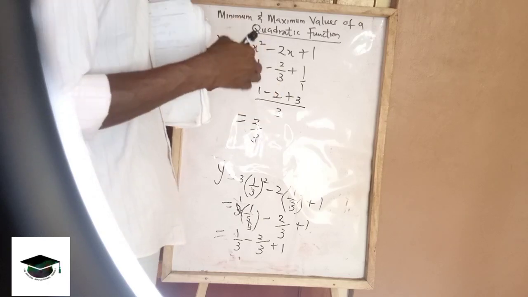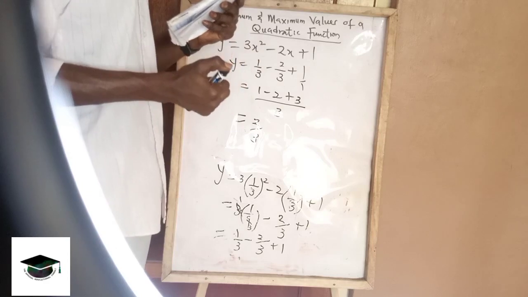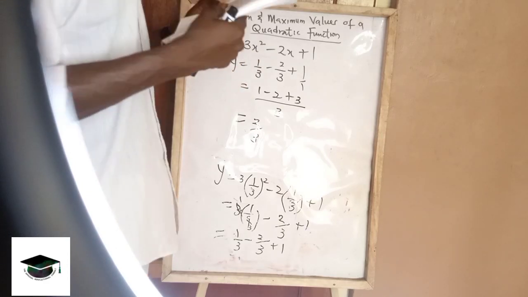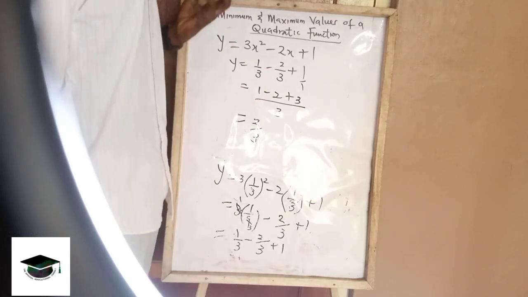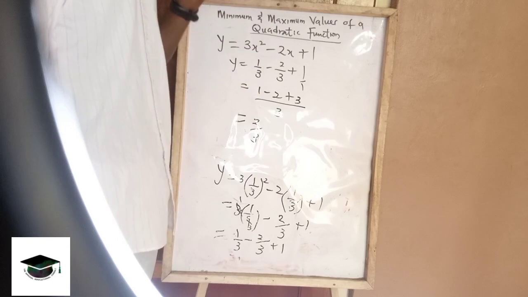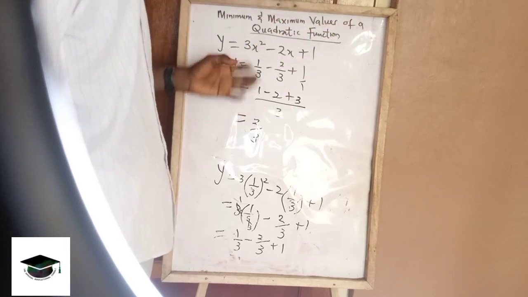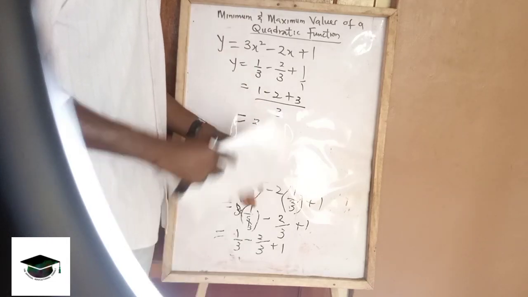So now the minimum value of y will be 2 over 3, while the minimum value of x will be 1 over 3. So it depends on what the question is asking you. If it's asking you to find the minimum value of x, you will stop at that first part. But if it's asking you to find the minimum of y, you will proceed until you get to this part. Do you get that now?